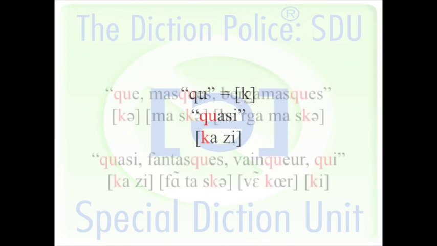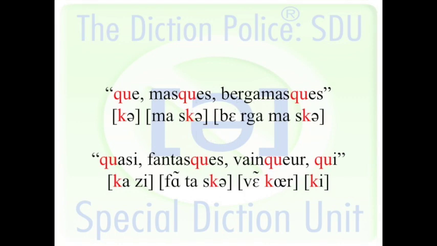So we have a few words here. We have que, masque, bergamasque, quasi, fantasque, vainqueur, and qui. Which to me is another one. When you see QUI, it's also very easy to think Italian and say "kwi," but it actually means the same thing as the word chi in Italian. Exactly. So we would pronounce them the same. It's a homonym, yes, basically, across the languages. Yes, it's just a different spelling. Exactly. So in Italian it would be CHI, and in French it will be QUI.